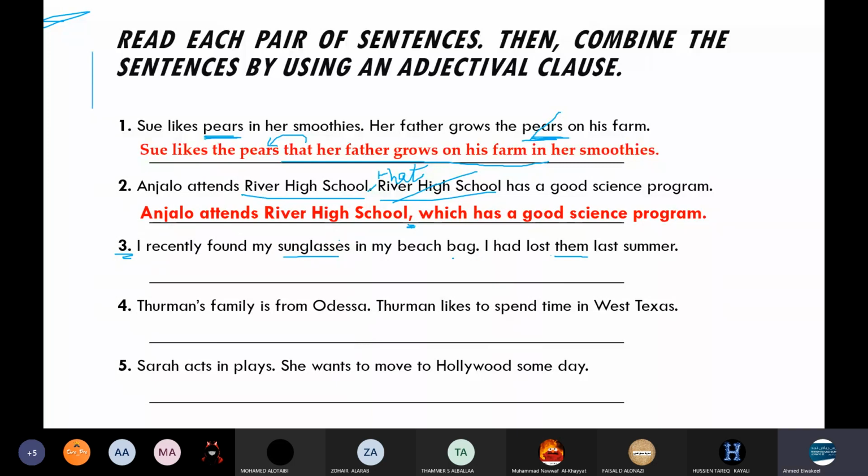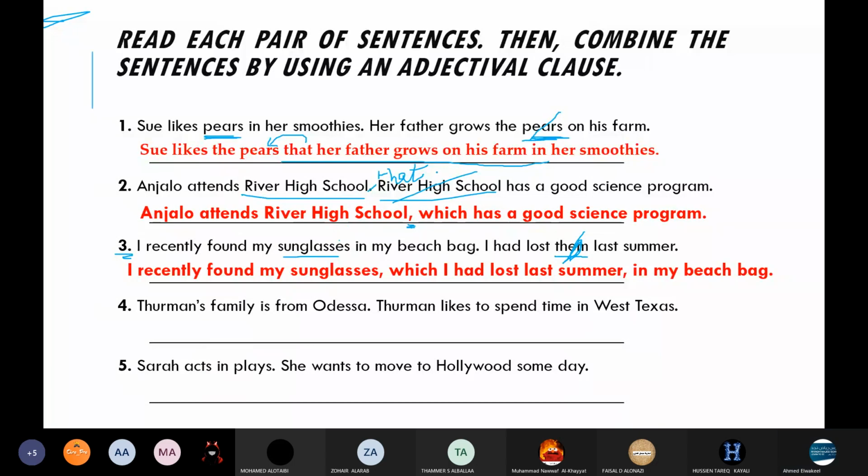Hussein, can you answer number 3? Yes, teacher. I recently found my sunglasses in my beach bag. I had lost them last summer. I recently found my sunglasses, which I had lost last summer, in my beach bag. Bravo. So simply we removed them from the next sentence and we included that after a relative pronoun. So I recently found my sunglasses, which I had lost, in my beach bag. Very good.